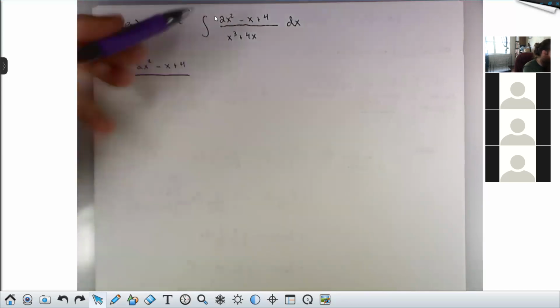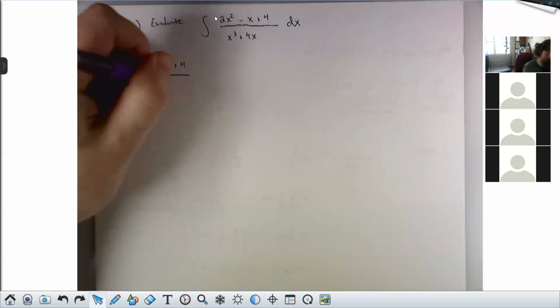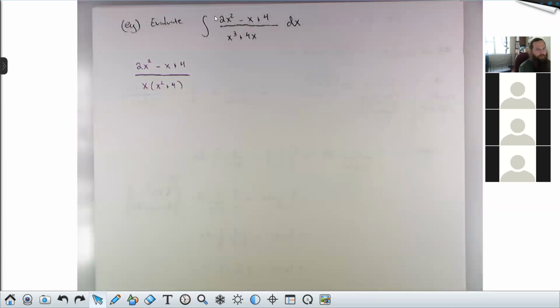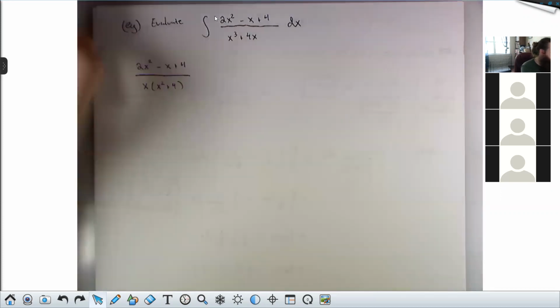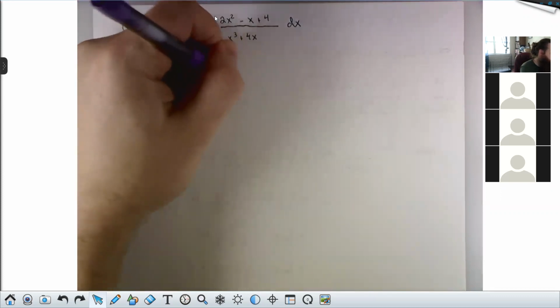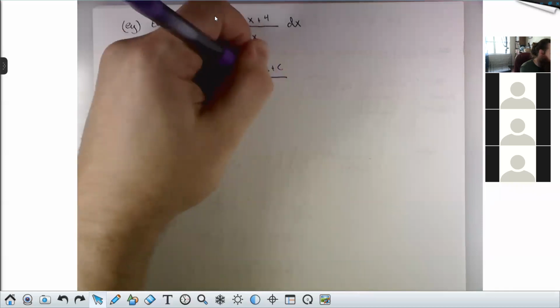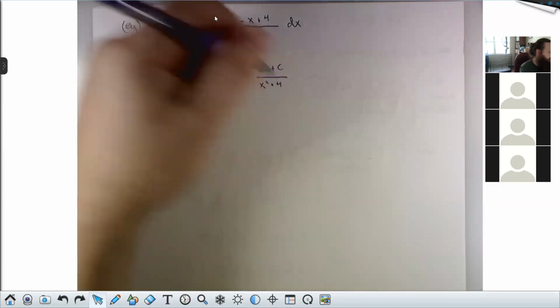I can factor out an x here, and what's left is x squared plus 4. The roots of x squared plus 4 are plus and minus 2i, complex numbers. So x squared plus 4 is irreducible. That means the PFD setup, similar to the last ones, is a over x plus bx plus c over x squared plus 4.